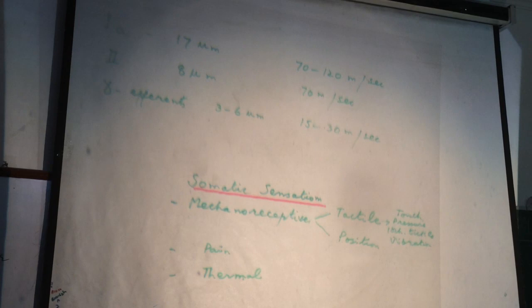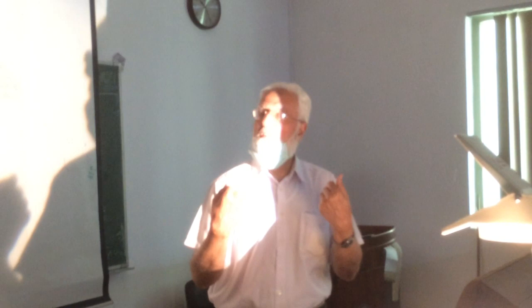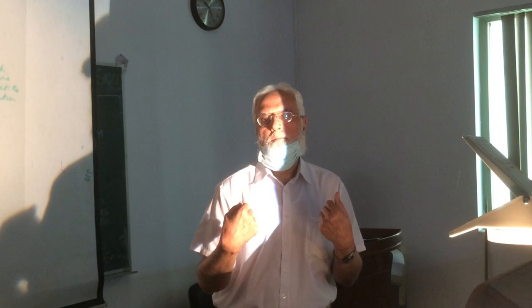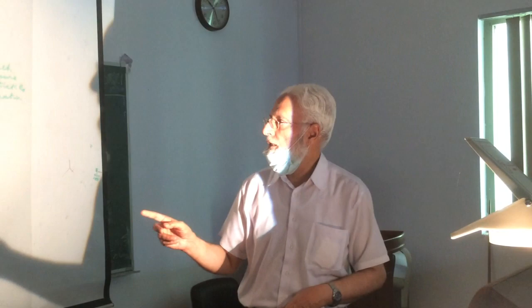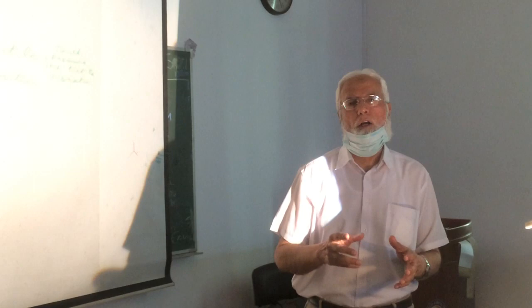Now I am standing. Of course my body is erect. My hands are flexed, my arms are flexed. So I have conscious perception that my arms and hands are flexed. Of course, my legs are extended. So this is the static position sensation, the conscious perception of orientation of different parts of the body with respect to each other.